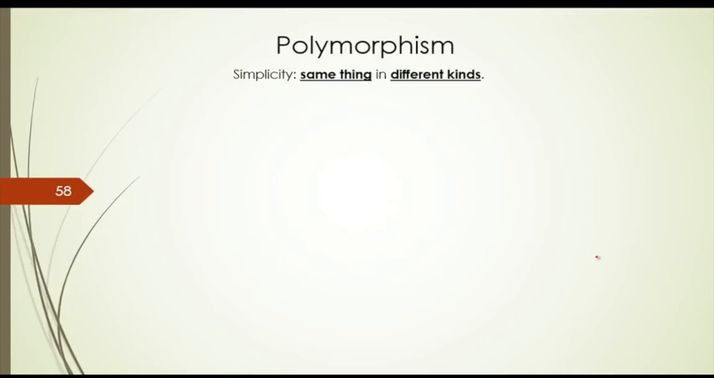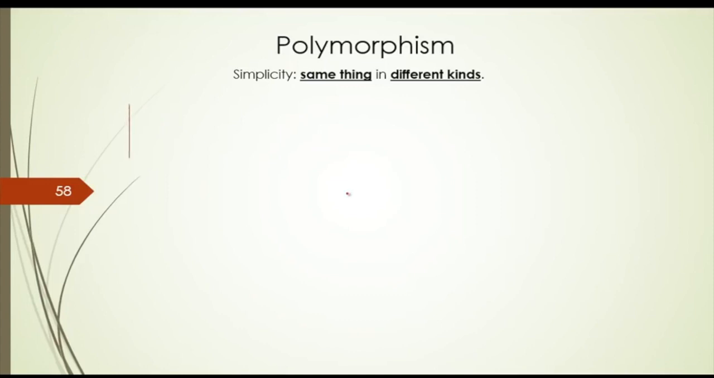Polymorphism means same thing in different kinds. To simplify that, let's say you have a toy, and it's just a toy. It's the same toy you can buy in red, green, and blue color. That's it, the 3 different flavors. That's polymorphism. That's the real life example.